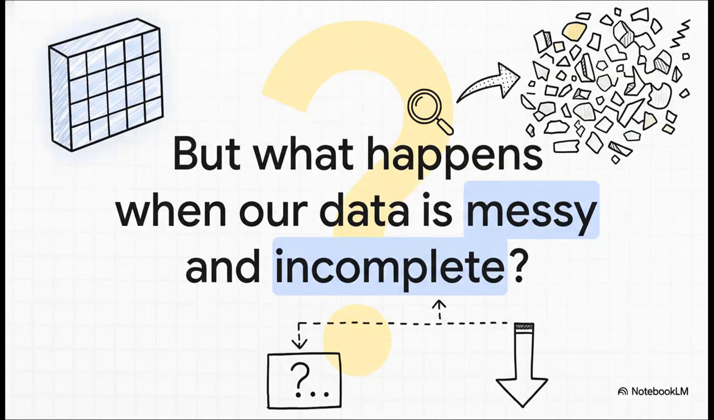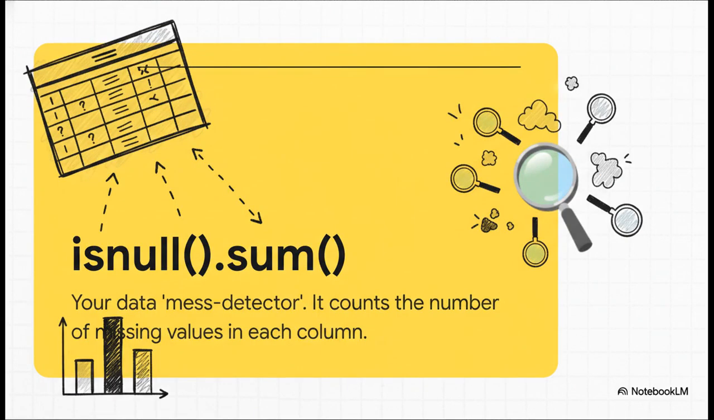Okay, so in a perfect world, every data set we get would be pristine and complete. But we don't live in a perfect world, do we? Real-world data is messy. It's incomplete. So what happens when you open up your data and find a bunch of empty cells? What do you do? Well, first, you need a way to find the mess.